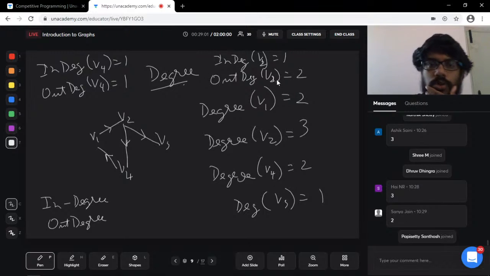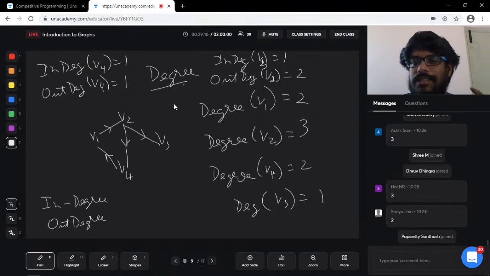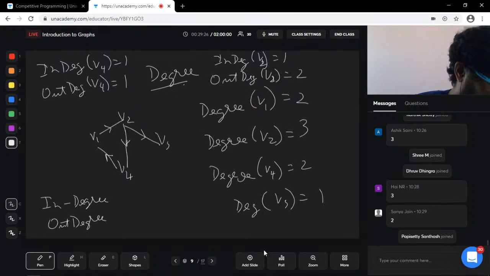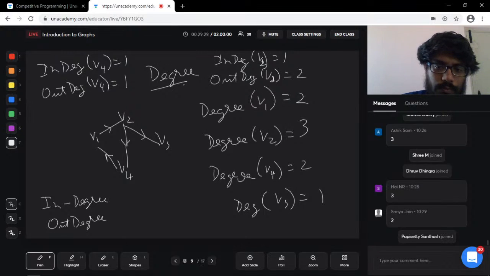So in directed graphs, we have the concept of in degree and out degree, whereas in undirected graphs, we just say it's degree. There is no concept of in and out there. Cool. In a while, we'll also look at some properties of these things, but before that, let's look at some other definitions which will be important.